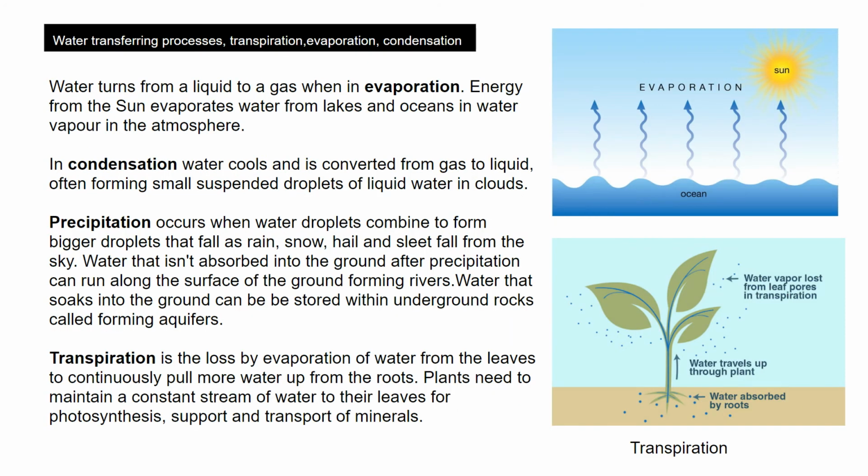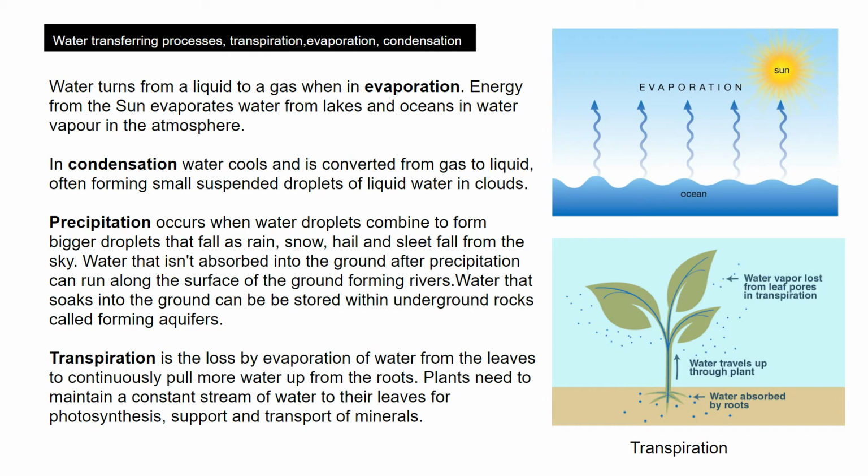Now, looking at water transferring processes. Evaporation is a change in state from liquid water to gaseous water vapor. The sun provides the energy or the heat to cause this evaporation. Condensation occurs when water vapor cools and is changed back to tiny droplets of liquid water.